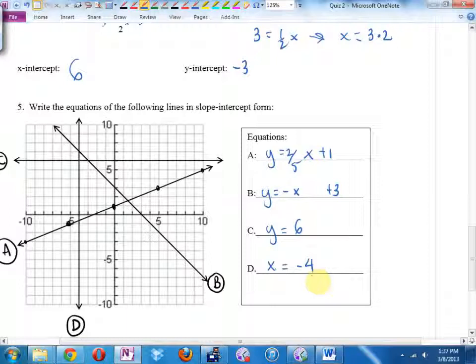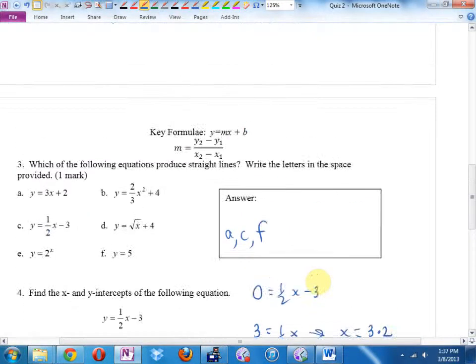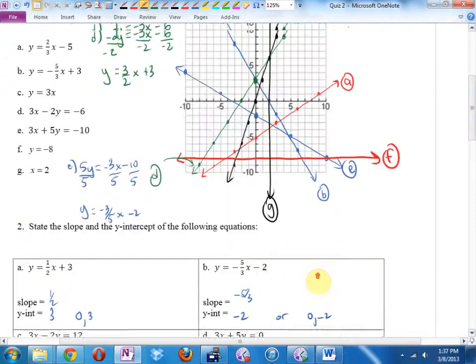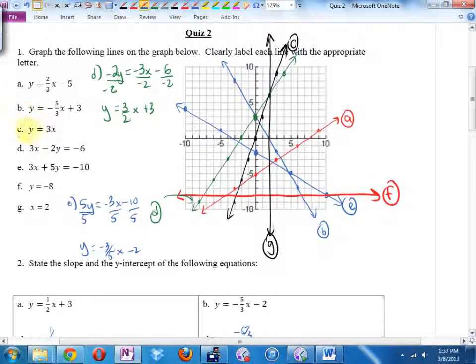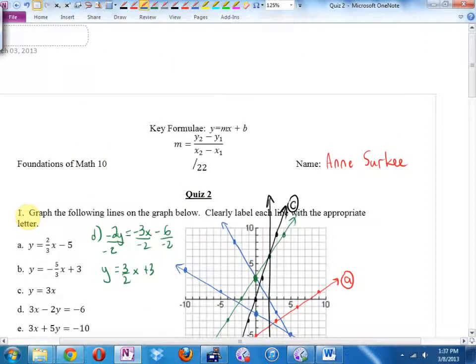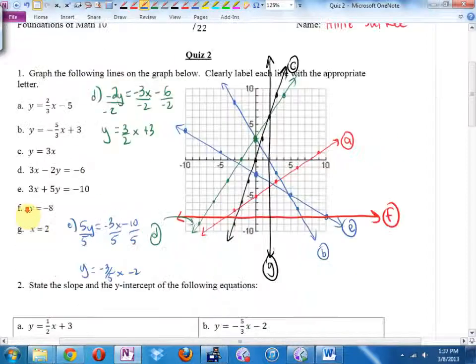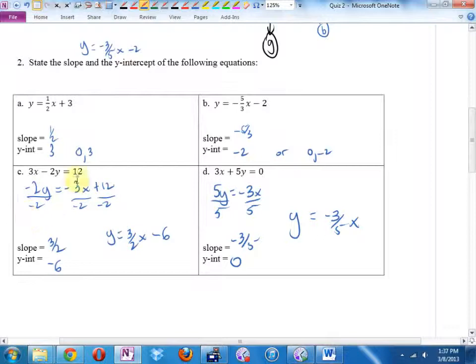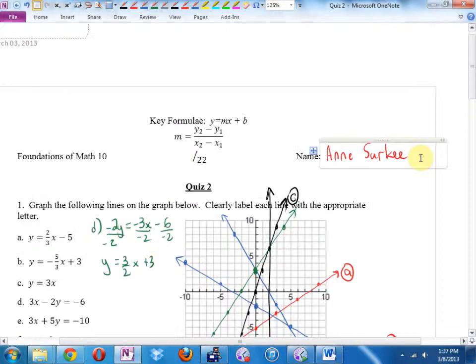So, let's add this up. 4, 5, 6, 7. 1, 2, 3, 4, 5, 6, 7. So 7 and 7 are 14. And I said this is out of 22. So that means I was giving you 8 more marks. You know what? I think it is 1 mark for each of these puppies. So 1 mark for the slope, 1 mark for the y-intercept. Give yourself a clear score out of, count them, 22.